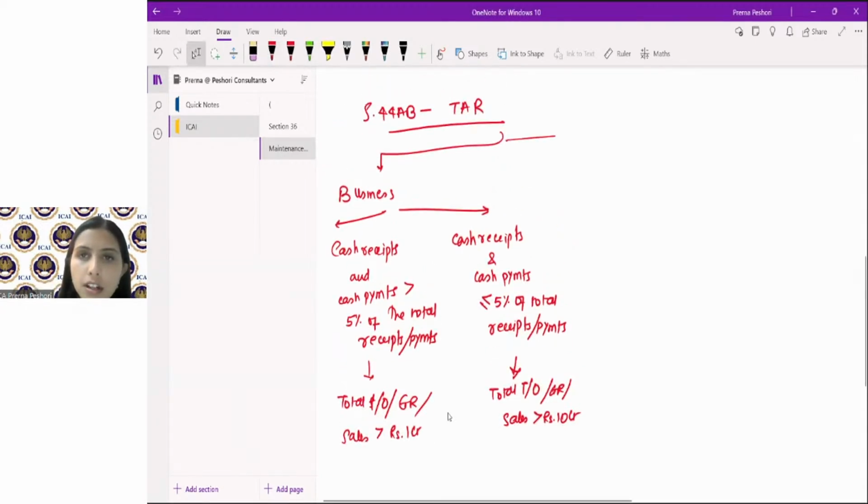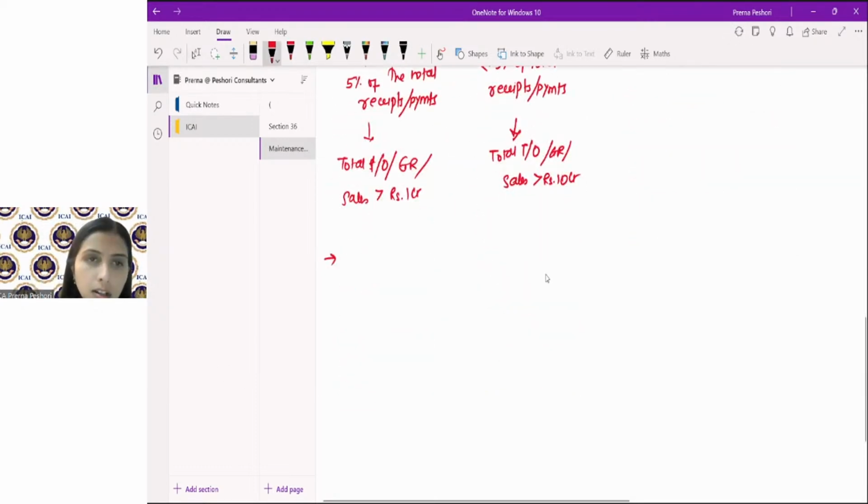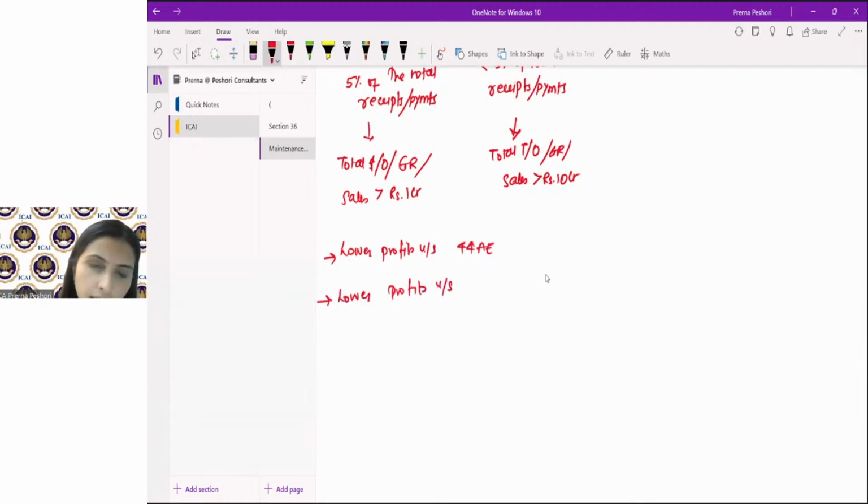Then in case of the profession, gross receipts greater than rupees 50 lakh or lower profits under section 44ADA. Clear? In the case of business, again, if you have lower profits under section 44AE, or you have lower profits under section 44AD, or if you do not fulfill the condition of 44AD. For 44AD, we can write like this.